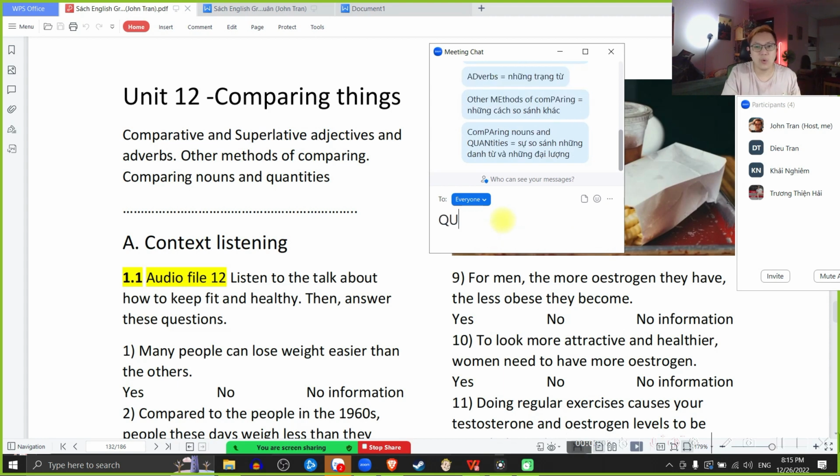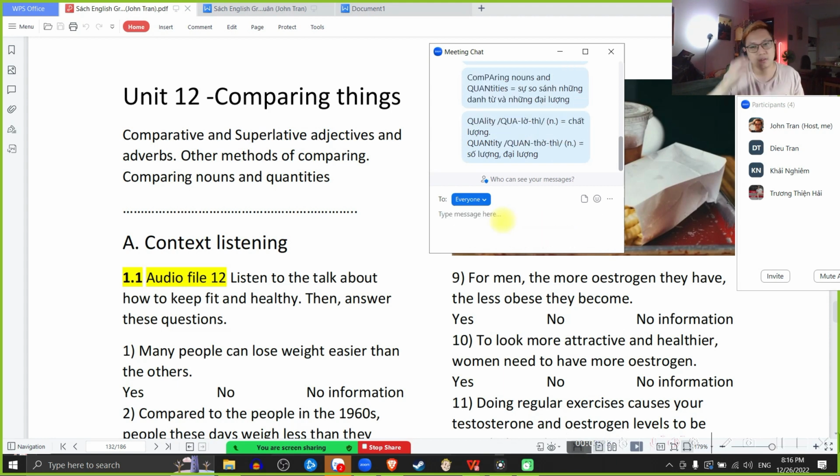So the word quality là chất lượng. So the word quantity nó là số lượng hoặc là đại lượng. So quantities, những đại lượng, những cái thứ để so sánh. Comparing nouns and quantities, so sánh những danh từ và những đại lượng.